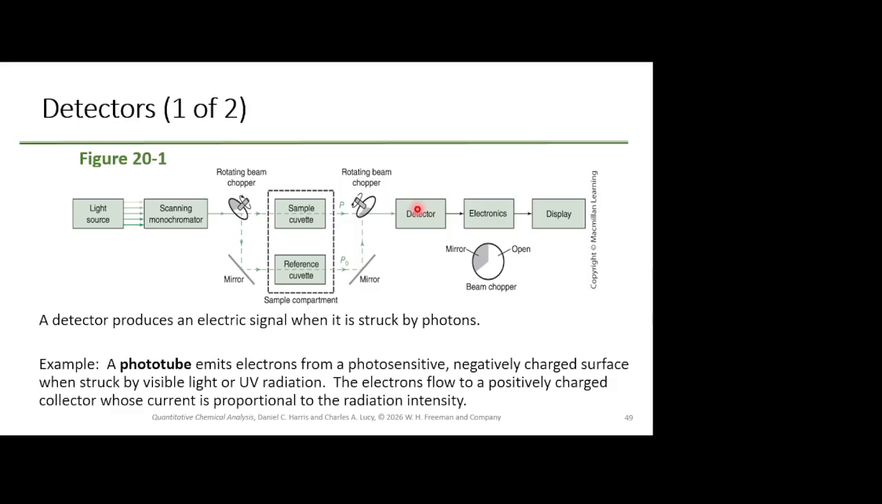Okay. And so one of the simpler ways of doing that, well, simpler is kind of a misnomer. One of the earlier ways of doing that, and still in pretty wide use actually, but not as wide use as it used to be, is going to be a phototube. What this does is it emits electrons from a photosensitive negatively charged surface when it's struck by visible light or UV radiation. The electrons will flow to a positively charged collector, which is basically this arrow right here. And so that current that comes off of that is going to be directly proportional to the radiation intensity.